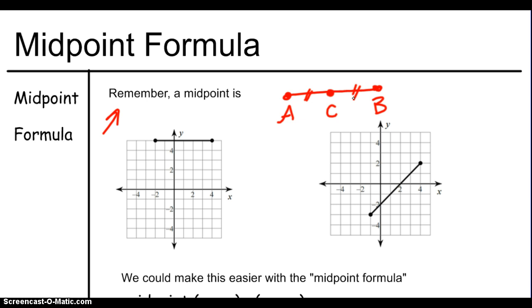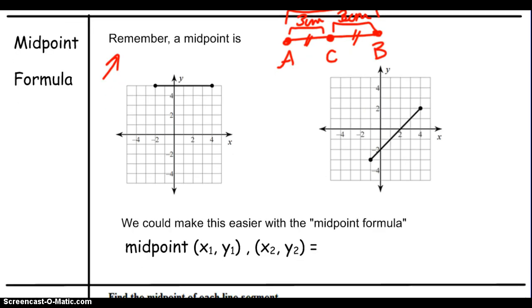So let's say that AB, this whole thing, was something like 6 centimeters. Then the distance from A to C would be 3 centimeters. The distance from C to B would also be 3 centimeters. Okay, that's what a midpoint is. So how do we look at midpoints on a coordinate grid?